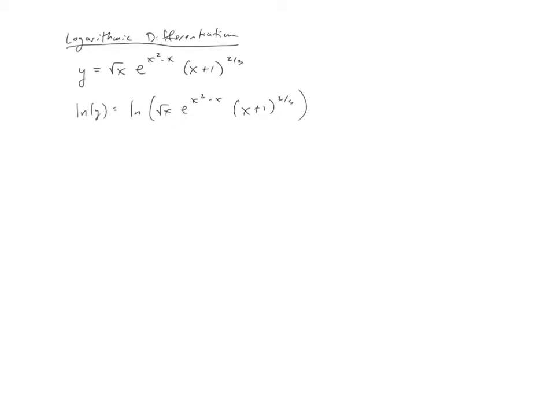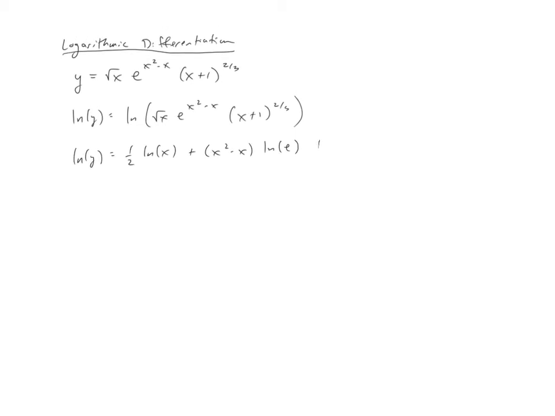Okay, so what I see is, I see three products. I've got this times this times this, and I also know this has an exponent of 1/2 that can be brought down in front of its log. This exponent can be brought down in front of its log, as well as the 2/3 in front of its log. So let me expand that out for you here. So I'm going to have this 1/2 natural log x plus an x squared minus x natural log e plus a 2/3 natural log of x plus 1.